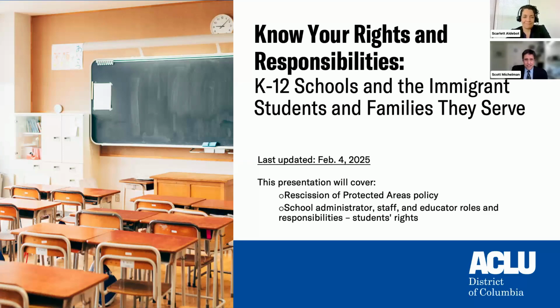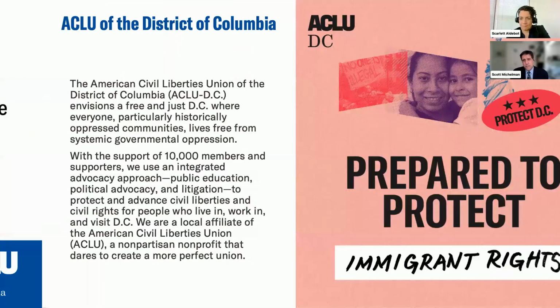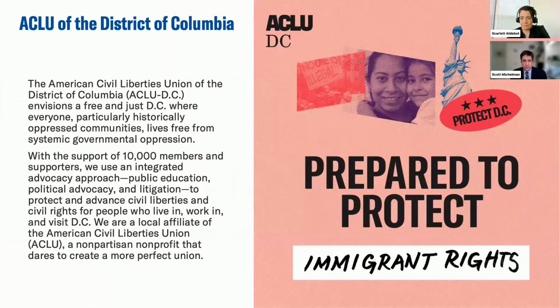Thanks, Scarlett. So on the next slide, just briefly to discuss who we are and where we're coming from. We are the ACLU of the District of Columbia. We are the local affiliate of the National American Civil Liberties Union, which has been around for over 100 years, protecting, defending, and advancing the civil rights and civil liberties of all. We here in the District of Columbia strive to protect all the rights of all those who live in, work in, or visit the District of Columbia. And we have over 10,000 members and supporters, and we work to serve them and the entire community through litigation, public education, and legislative advocacy.